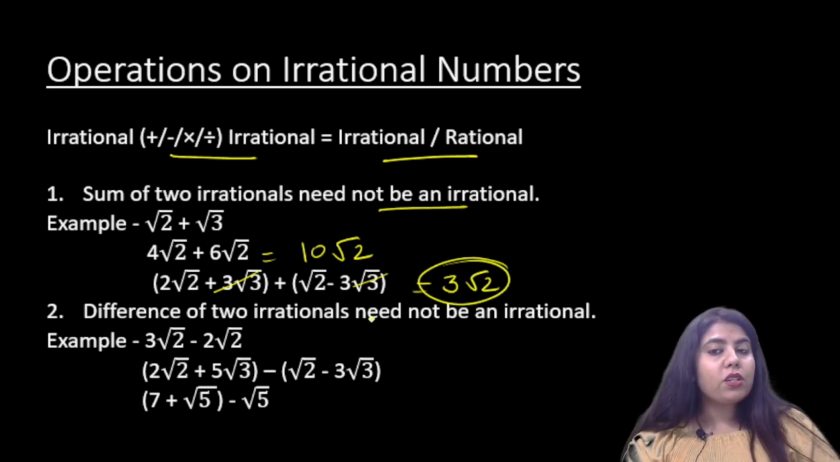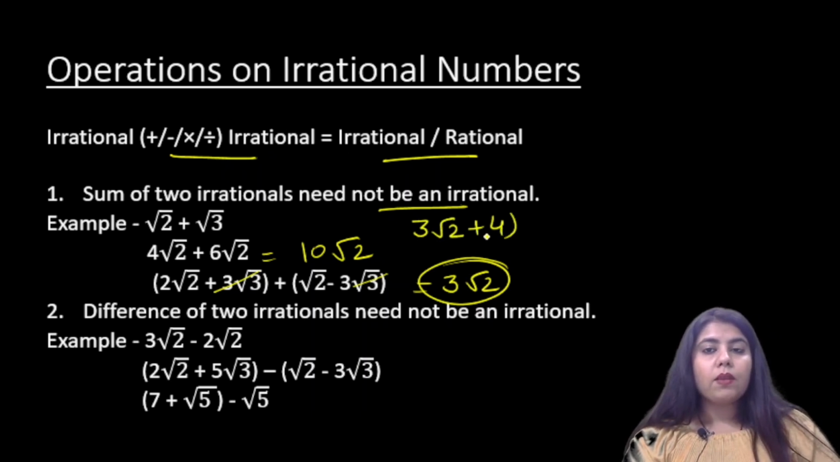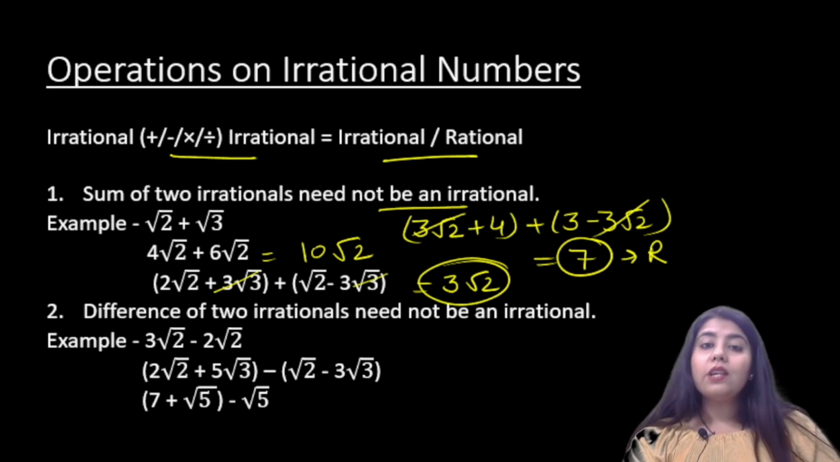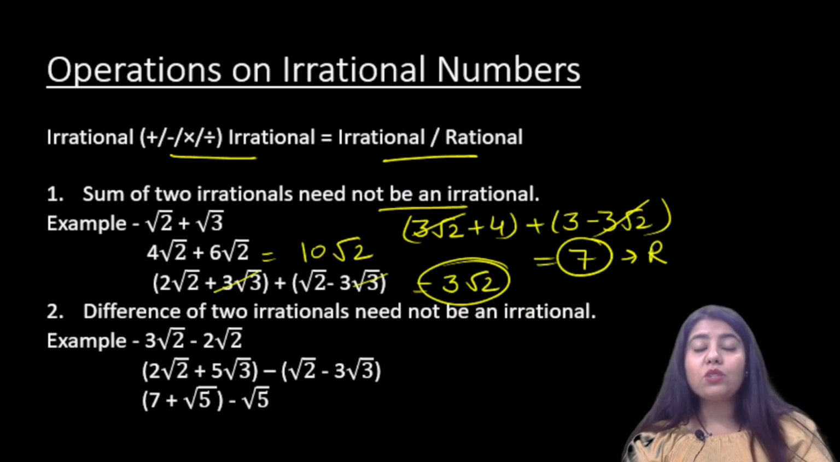It is also an irrational number. Let us take one more example. If we take 3 root 2 plus 4 plus 3 minus 3 root 2, we can cancel them out, and 4 plus 3 is 7, and 7 is a rational number, right? So we can say that the sum of two irrational numbers may be rational or irrational. The sum of two irrational numbers need not be an irrational number.